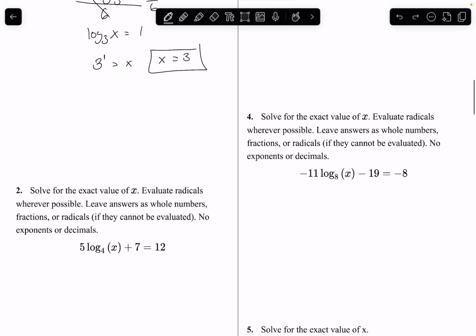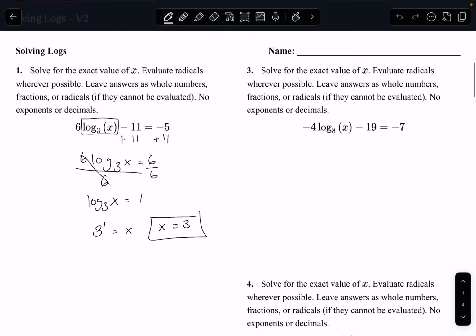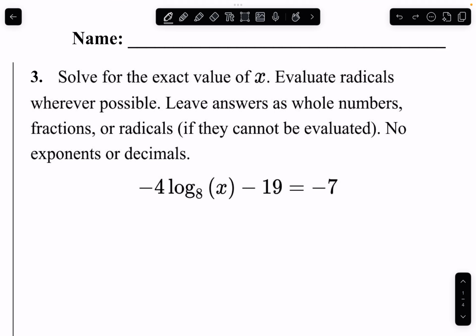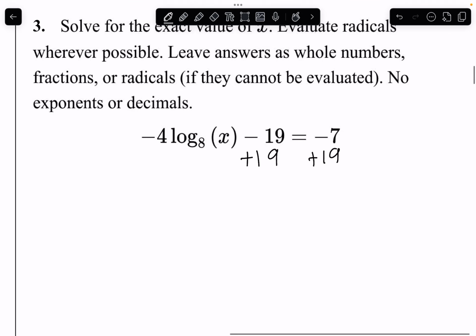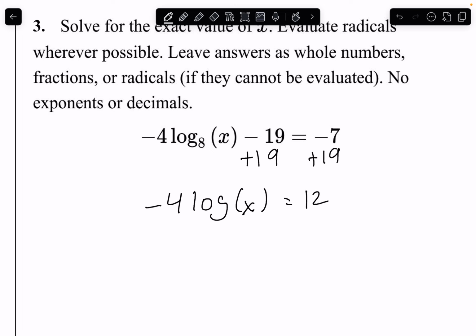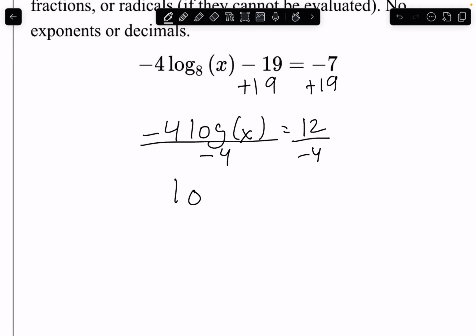All right, let's try this one here. Let's add 19 to both sides. So I get negative 4 log of x equals 12. Then we're going to divide each side by negative 4. And I lost my 8 here. We get log base 8 of x equals negative 3.